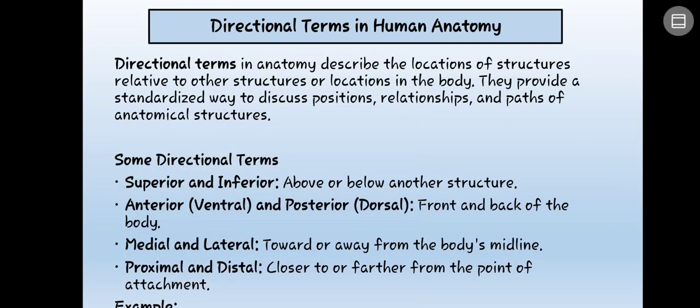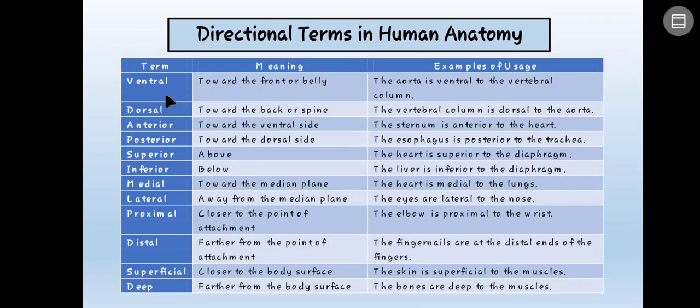I mentioned that ventral means anterior. So ventral means toward the front or the belly. These are some directional terms in human anatomy. If we say something is ventral, it means towards the front, in front. Dorsal is the same as posterior, towards the back or the spine. Dorsal means towards the back. Anterior is the same as ventral, we've explained that. Posterior is the same as dorsal.